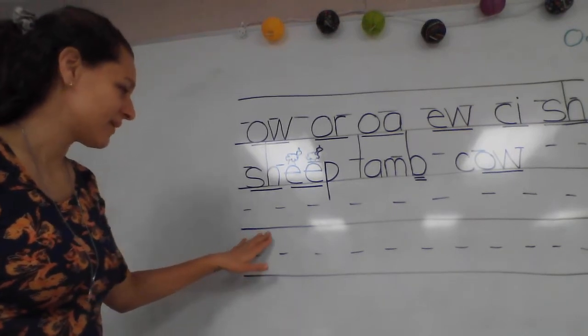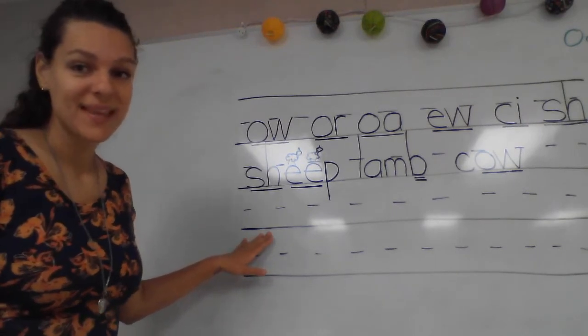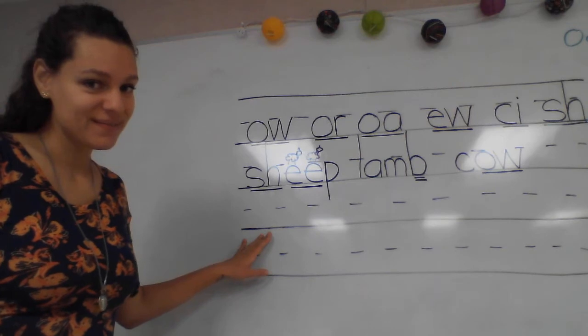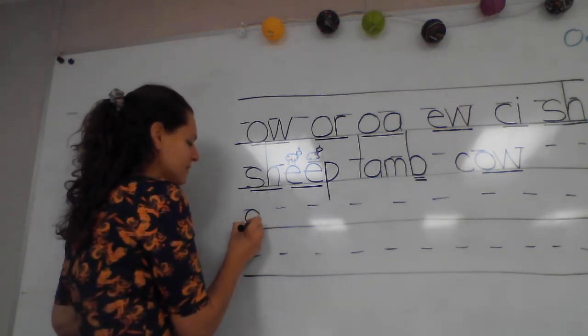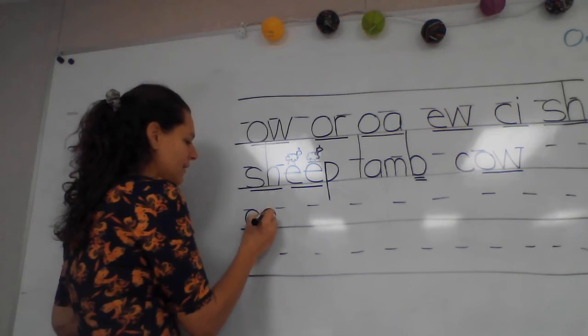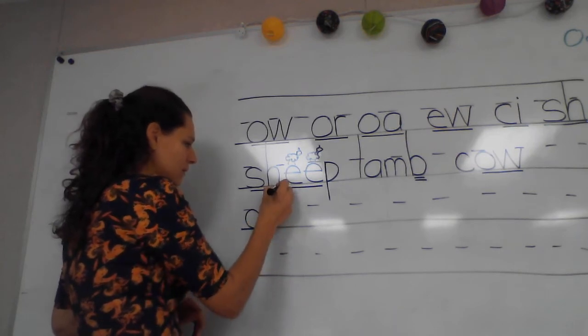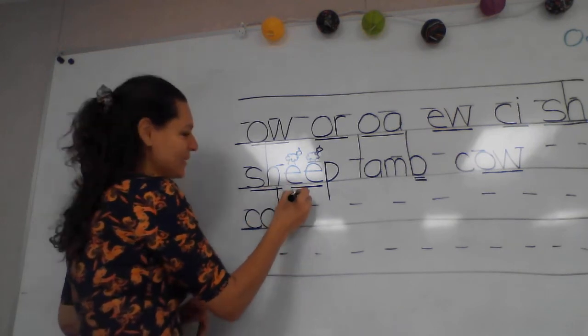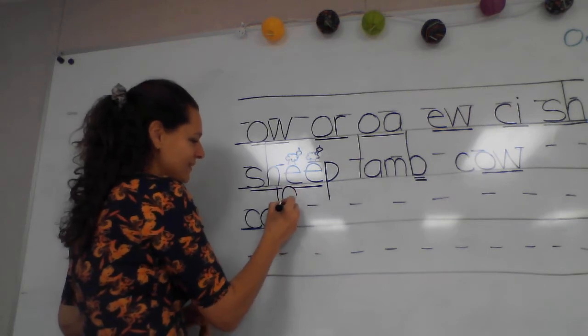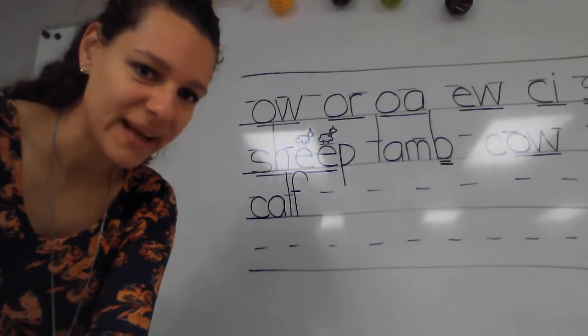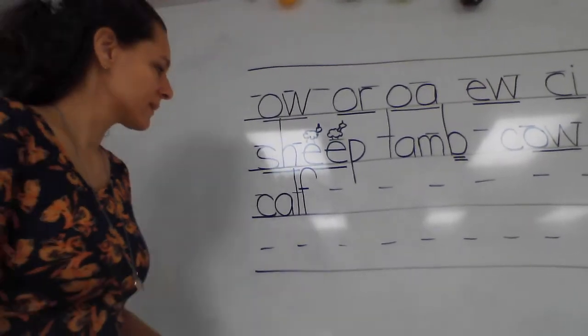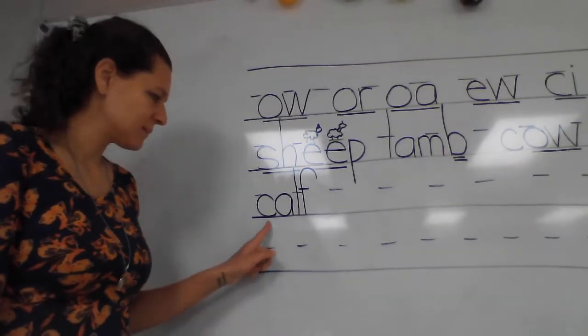All right, put your finger under the first phonogram in calf. What does it say? Good. A, o, and good. All right, so make sure your word looks like mine. And let's mark it.